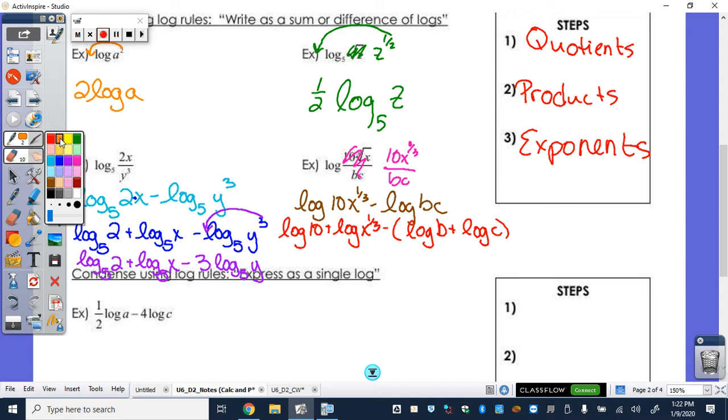And then we're not quite done yet. Log 10, that's one of the ones that always needs to be simplified because what does log 10 equal? 1. So whenever possible, you've always got to simplify them when they're one of the quote-unquote easier ones to simplify because it becomes a whole number. Oh, my exponent on my x comes down in front. So that becomes 1/3 the log of x. You can bring the negative sign through those parentheses and make it minus log b minus log c. That's another way that you can write it. Or you can leave it as minus and then your parentheses, log b plus log c.